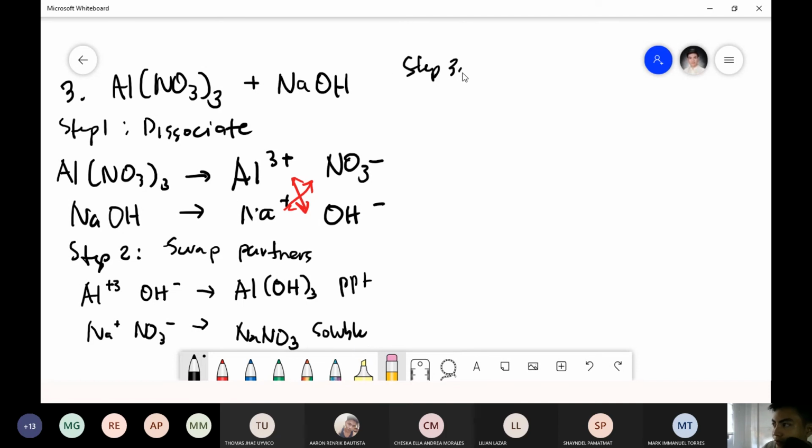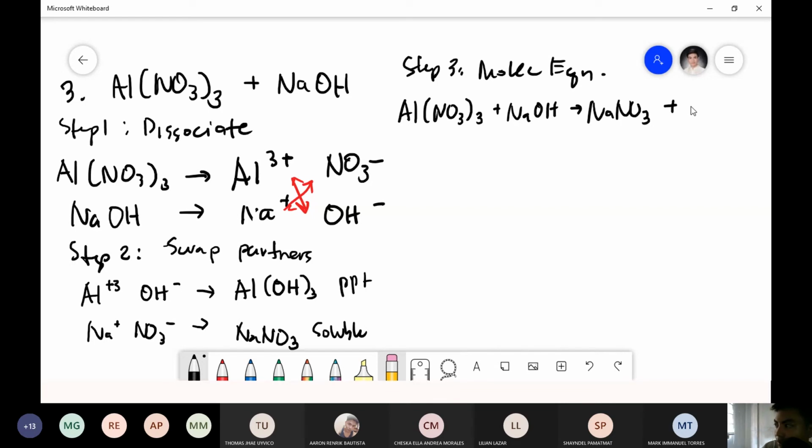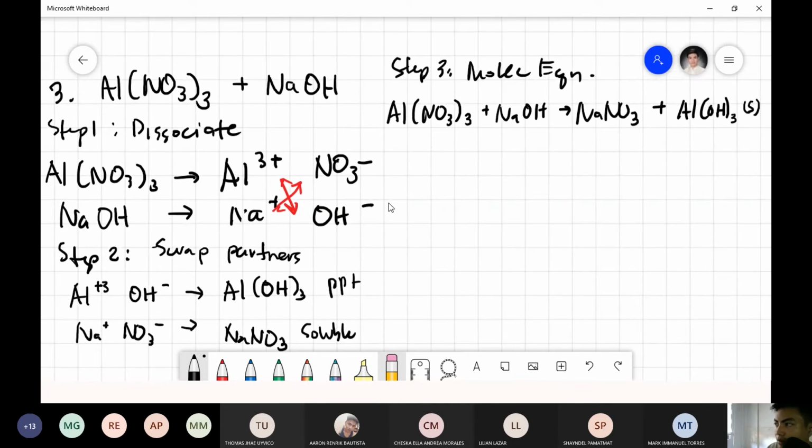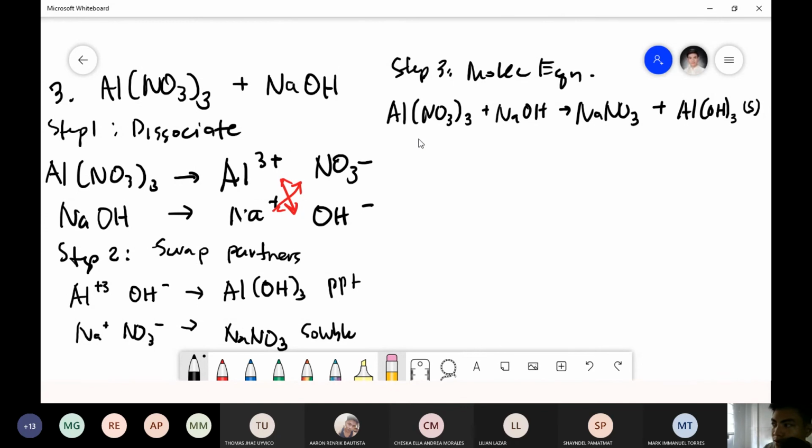Step 3, molecular equation. So that's aluminum nitrate, sodium hydroxide, sodium nitrate, and aluminum hydroxide solid. Okay, so again, you have to indicate solid if yan ay precipitate. Okay, so that's your molecular equation.